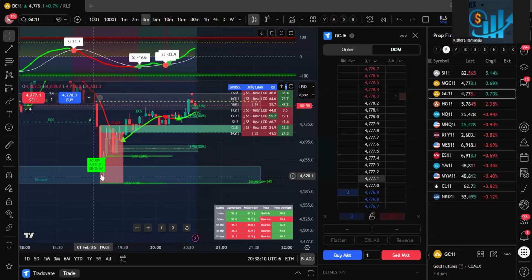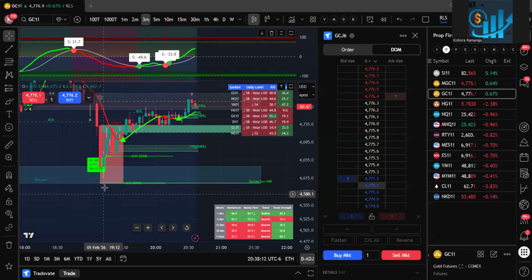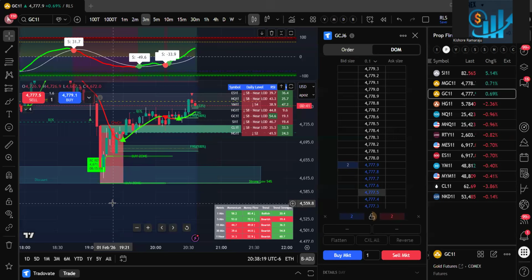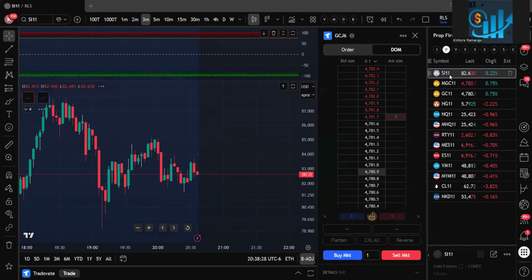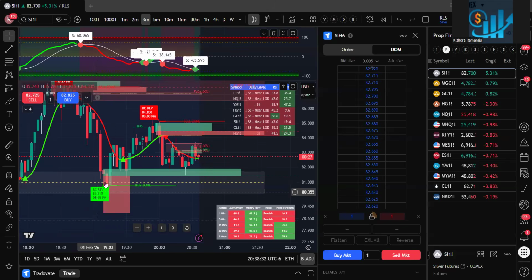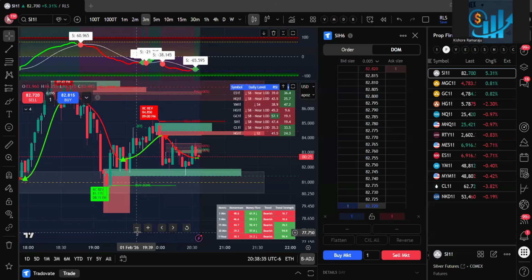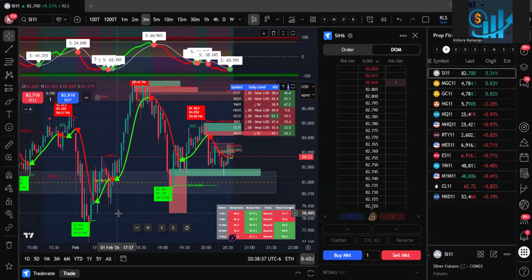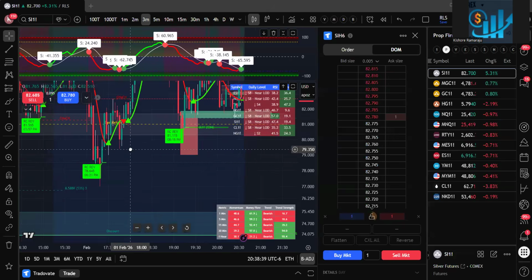Or if you see something like this tomorrow, then you can do GLD, right? GLD is the ETF for GC. Then you can do GLD calls or GLD bull puts. Tomorrow for silver, if you see a bullish reversal at the discount zone, then you can do SLV bull puts or you can do SLV calls.